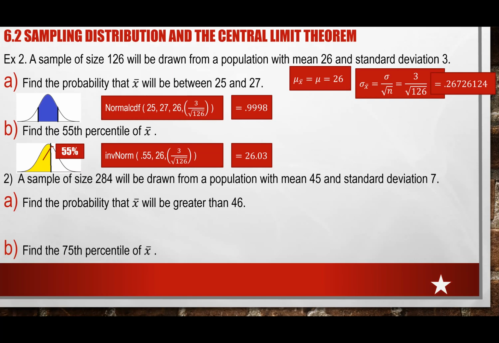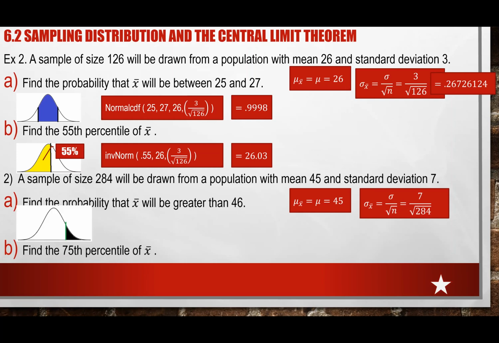So what is my mean? My mean is 45. And what is my standard deviation? I have to adjust it, so I take 7 divided by the square root of 284. Once I have this, do you agree that greater than 46 means anything to the right-hand side of that? Last time they asked you in between; this time they asked you for the area to the right. And if you remember yesterday, the area to the right, how do we input it in our calculator?